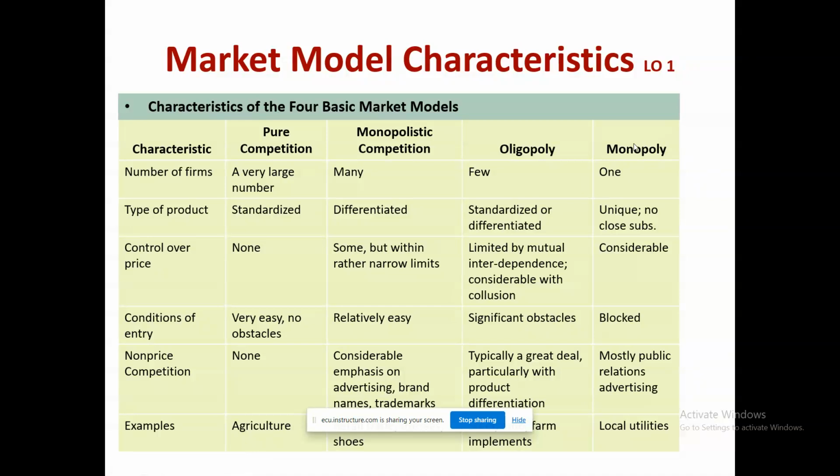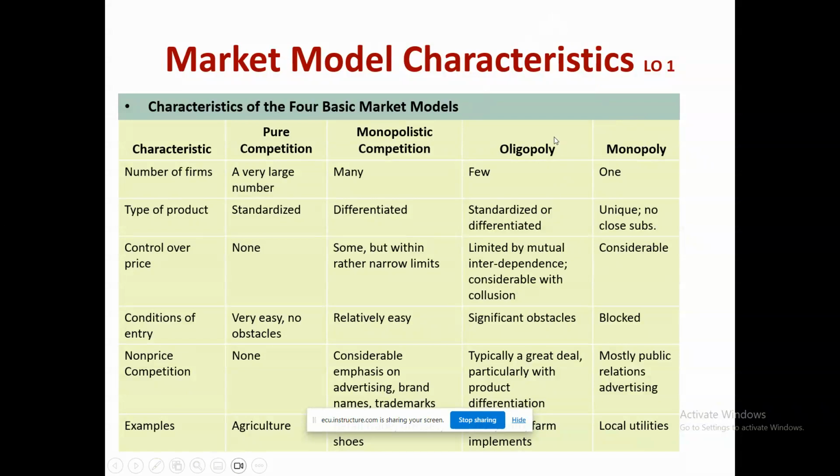The products are unique and have no close substitutes. Consumers have to purchase from the monopolist for the products. The only other option is to not purchase. Monopolists promote brand awareness such as advertising. They work on public relations.